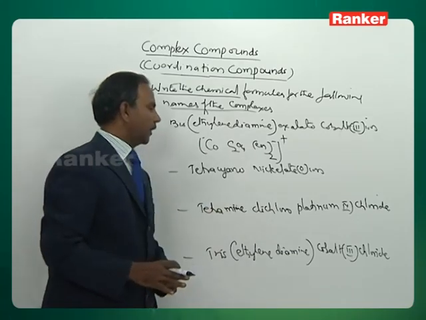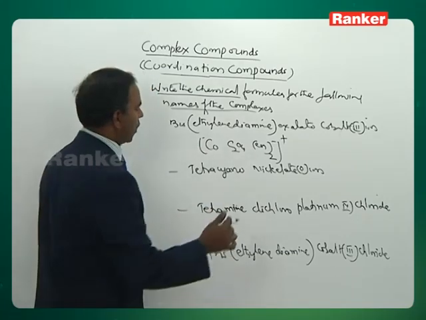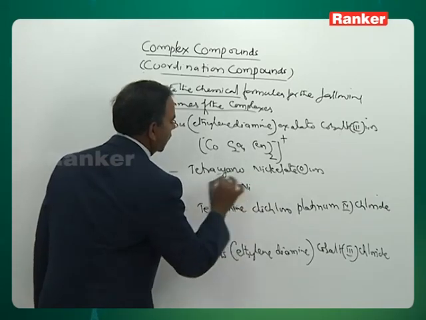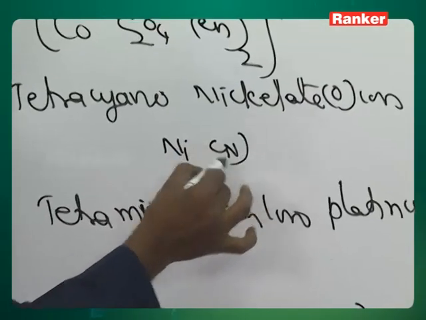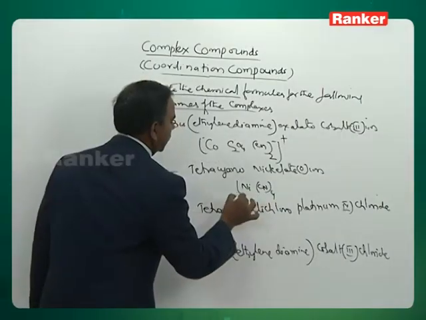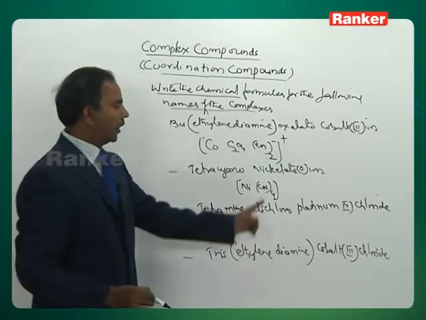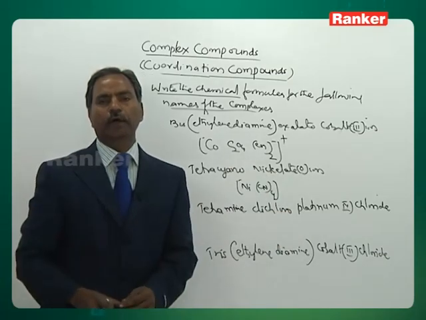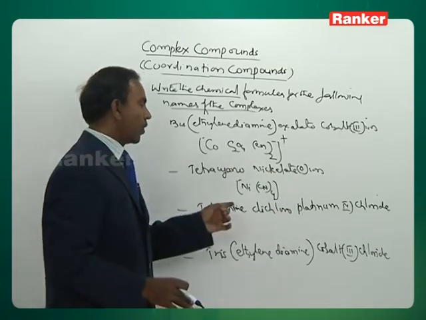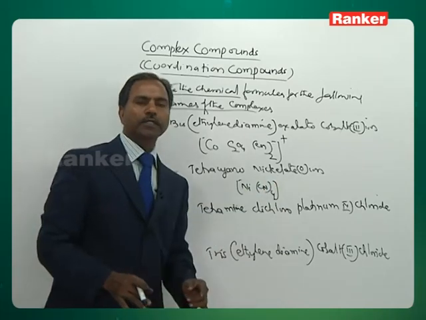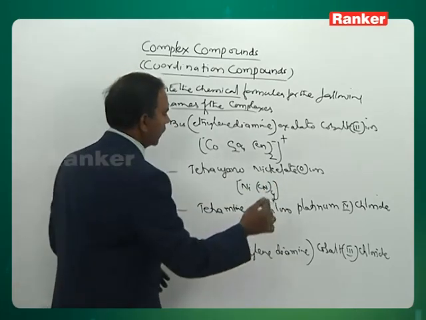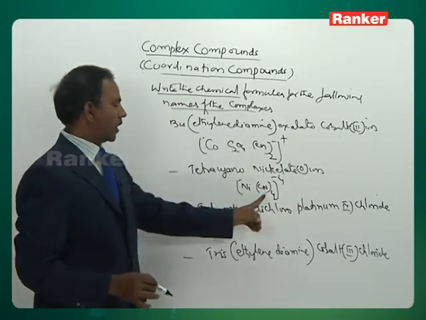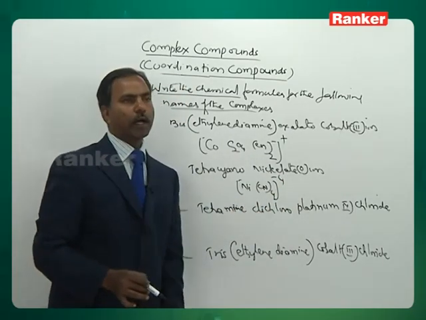Coming to the next one, tetracyanonickelate(0). First you write nickel, the metal, and only one type of ligand is there. Then you write tetracyano, then nickelate(0). Nickelate stands for it carrying a negative charge, the anionic complex. Moreover, you have to make the oxidation number of nickel 0, then 4 charges you have to put. Then it is tetracyanonickelate(0) ion.